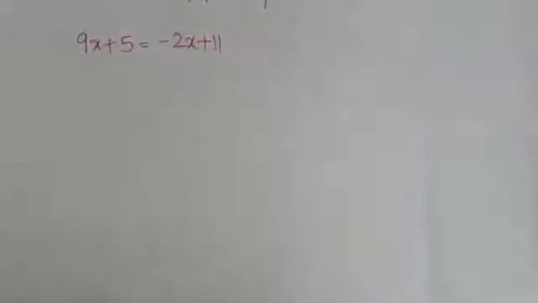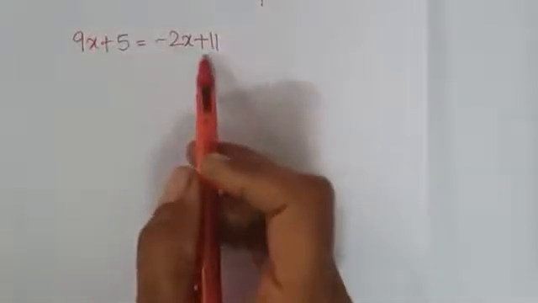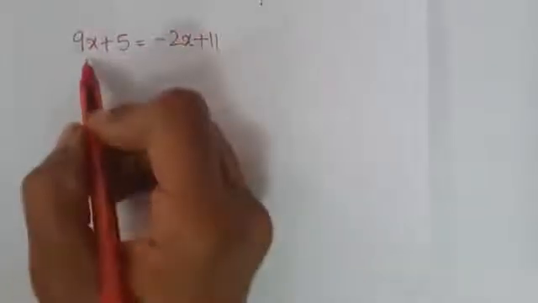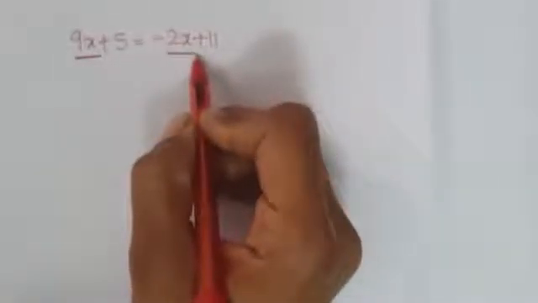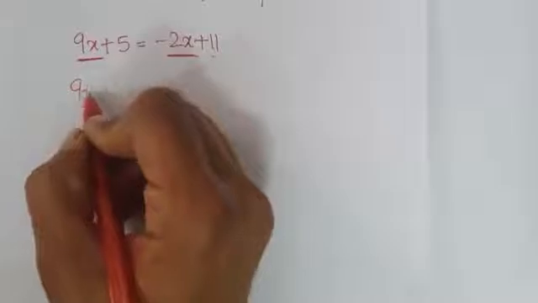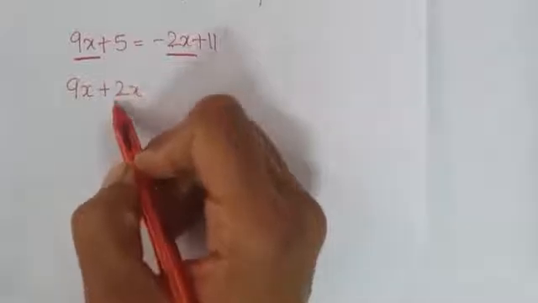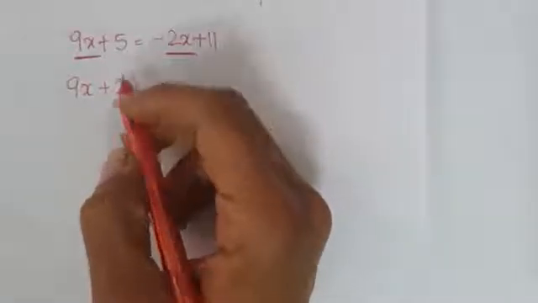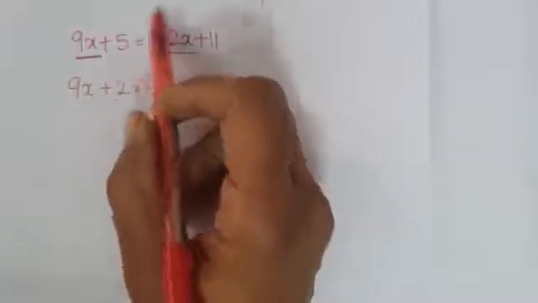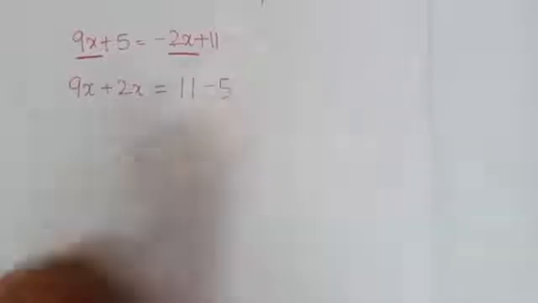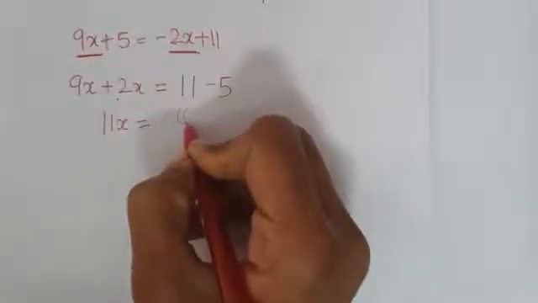Clear? The next question is 9x plus 5 is equals to minus 2x plus 11. Now see, this is the term containing variable. This is also the term containing variable. So keep them on one side. Minus 2x is here. When I shift it to that side, it is getting added. Now 11 already there. Plus 5 on shifting there, it will get subtracted. Now 9x plus 2x, 11x is equals to 6.